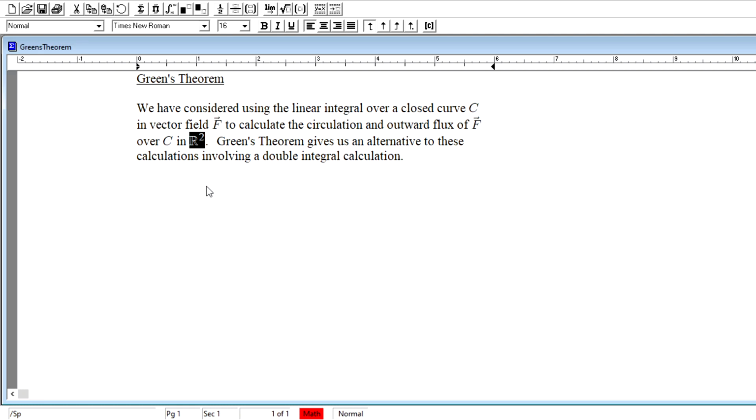We had seen in previous videos calculating these values for the circulation and outward flux using what we call a line integral. Well, that line integral calculation can also be approached as a double integral calculation given by Green's theorem, right? Which we'll take note of as follows.